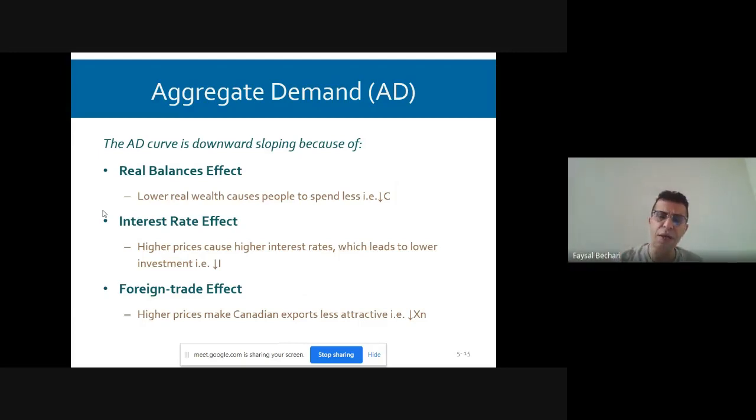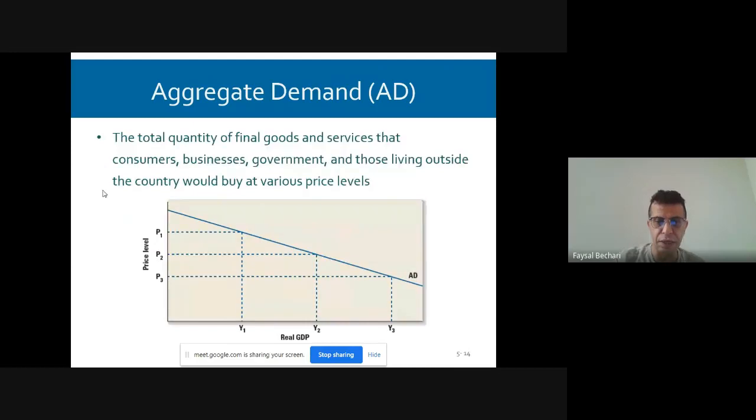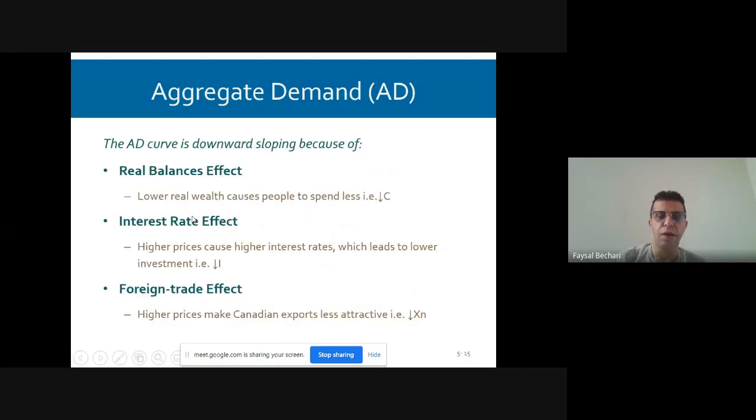So we saw that the aggregate demand curve has a downward slope. That means it's going downward, like this. Aggregate demand has a downward slope because of the real balance effect. Lower real wealth causes people to spend less, because they are less rich.